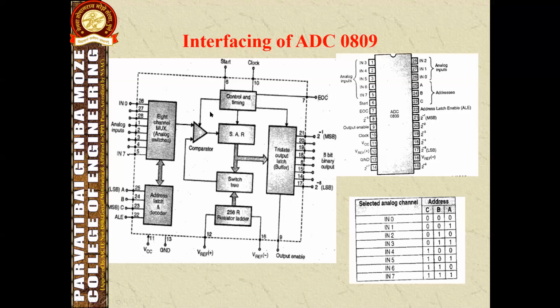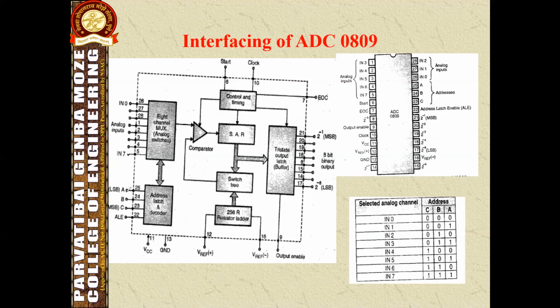So this is the block diagram of the ADC 0809. Here the input pins are shown from IN0 to IN7. These are the analog inputs, and inside there is a multiplexer operation. At a particular time, one input terminal will be connected, and the address lines are ABC, and accordingly the input will be selected. If ABC is 000, then IN0 will be selected.